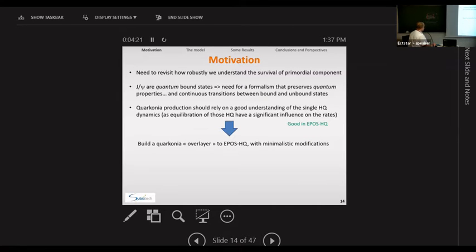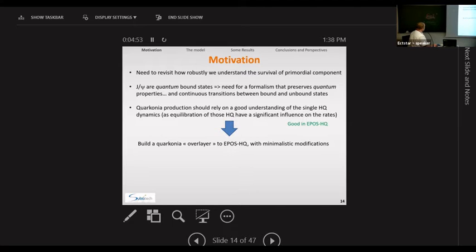So maybe there is a need to revisit how robustly we understand the survival of the primordial component. And of course, we have learned also from the talks earlier that quantum information, quantum properties are quite important. So we definitely need a formalism that preserves quantum properties. Also, it is known in the community that we should rely on very good single heavy quarks, because the question of how much the heavy quark spectrum is thermalized or not will have a definite influence on the quarkonia production.